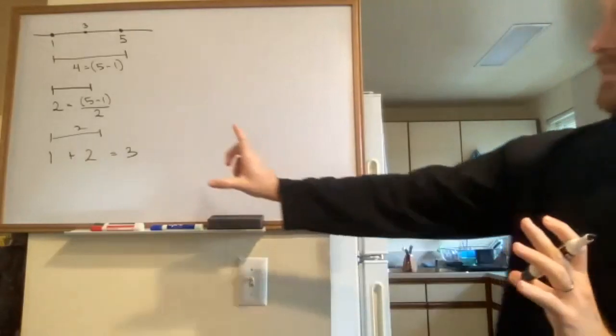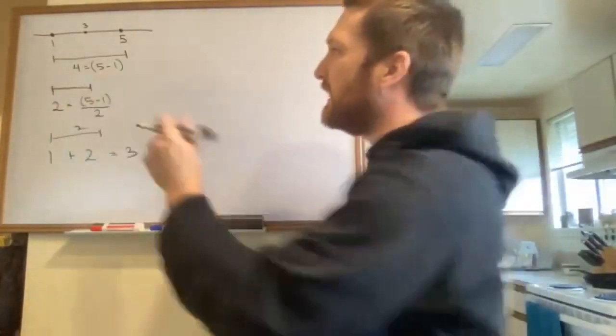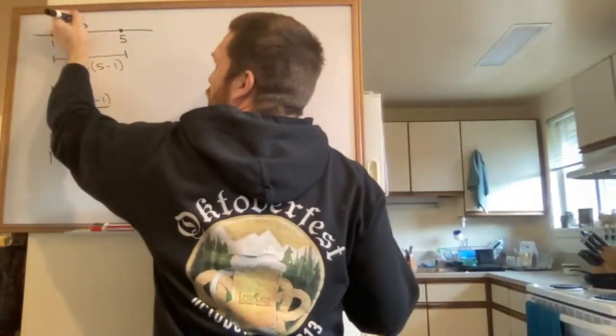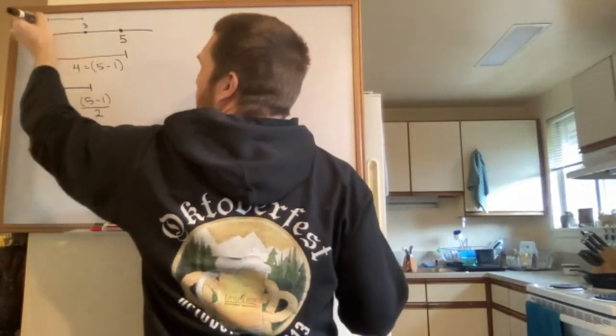And let's just double check something, right? It should be the case that I have 2 units on the left-hand side.